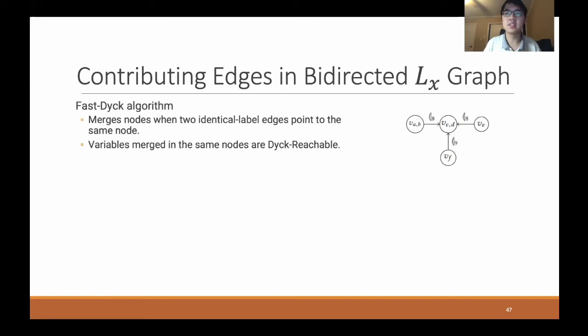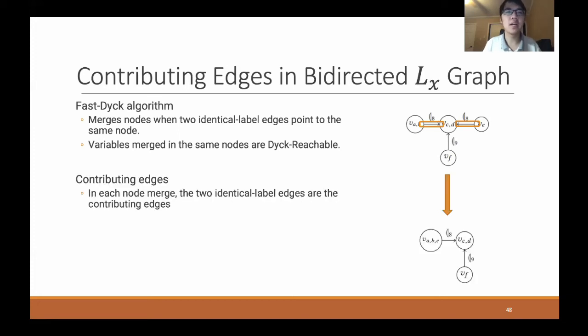Here is a node merge example. The two open A parentheses point to the same node, and the node on the left and the node on the right are merged together. To collect contributing edge information, we can see that for every node merge, the two identical edges that cause the merge are actually contributing edges, and they form a Dyck class themselves. By collecting these edges, we get a complete set of contributing edges for the bidirected Lx graphs.